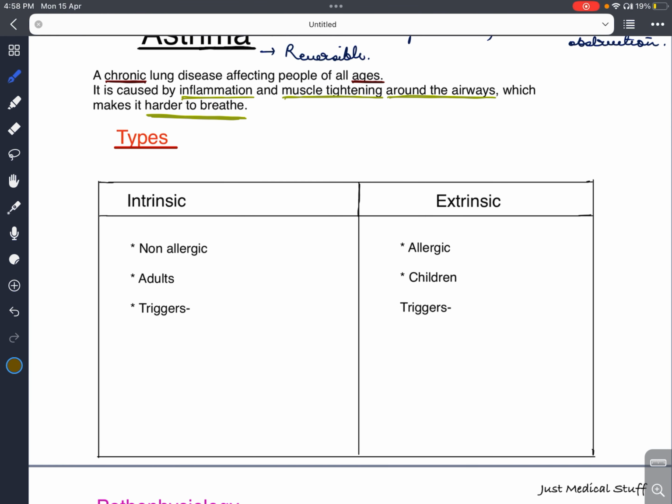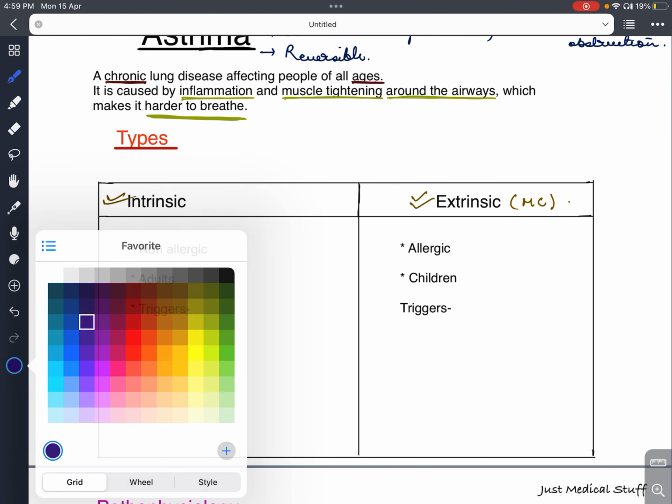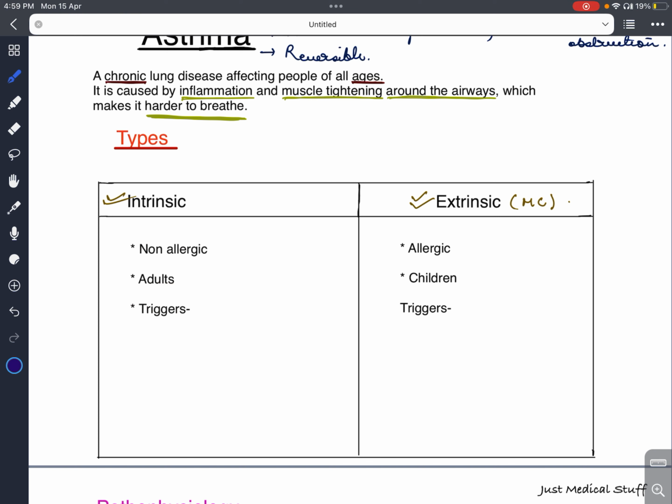Now, this asthma is basically of two types. We have intrinsic asthma and we have extrinsic asthma. Now, this intrinsic asthma here is not most common. Extrinsic one is most common. So, what are the trigger factors of intrinsic asthma?